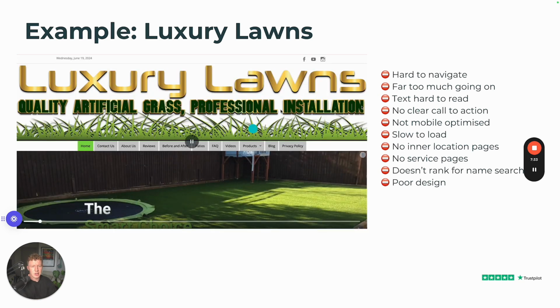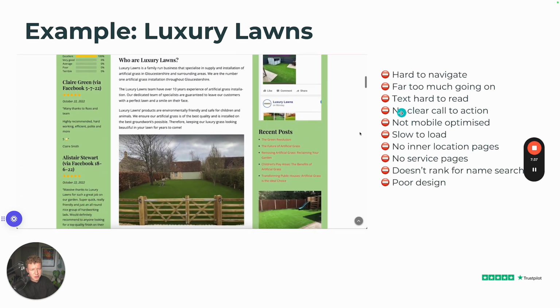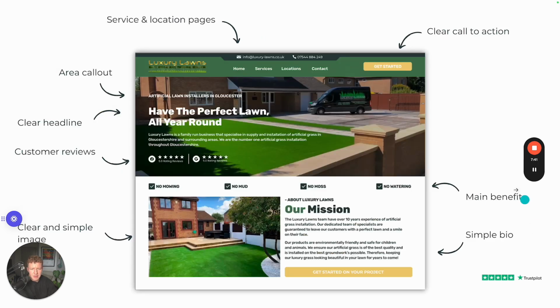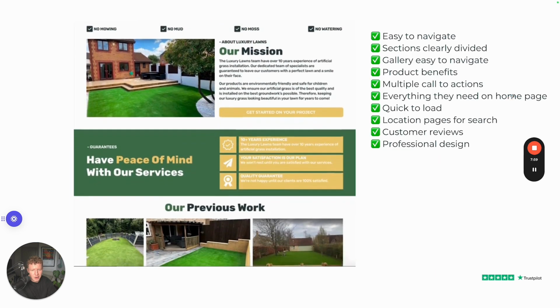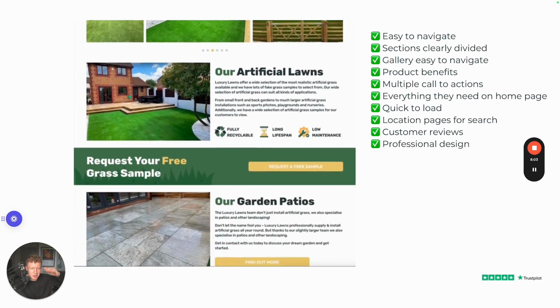So we've got obviously not the most attractive looking website, hard to navigate, far too much going on, text hard to read, no clear call to action, not mobile optimized, slow to load. You get the point, right? And then we're showing them the transformation, and I've basically labeled all the different elements that we've built into this design, which obviously these guys are going to get when they sign on with us. So service and location pages, clear call to action, main benefits, simple bio, clear and simple image, stuff like this. And then I've got a video of the full website here, and obviously I can pull up the design if I want to, and explain what we've done with the site and why they're important.